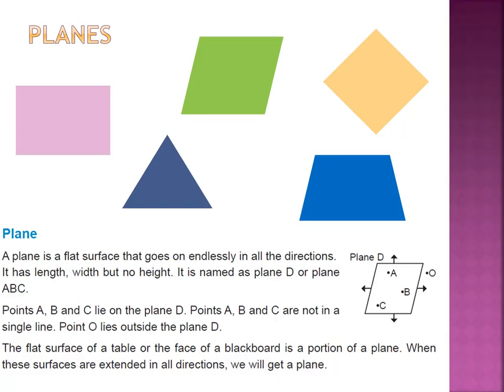Here in the picture we can see it. Points A, B, C lie on plane D, and A, B, C are not on a single line. Point O lies outside the plane D. The flat surface of a table or the face of a blackboard is a portion of a plane. When this surface is extended in all directions, we get a plane.